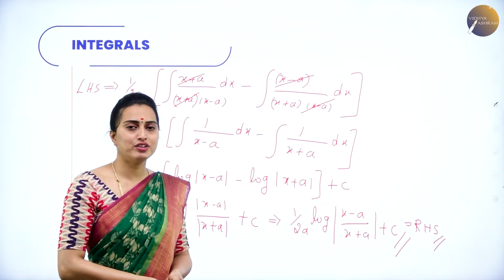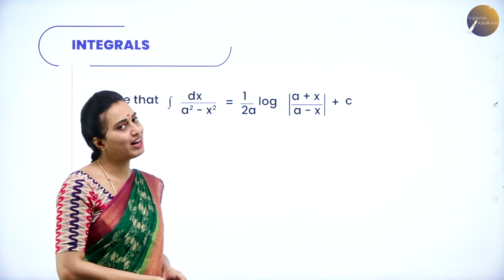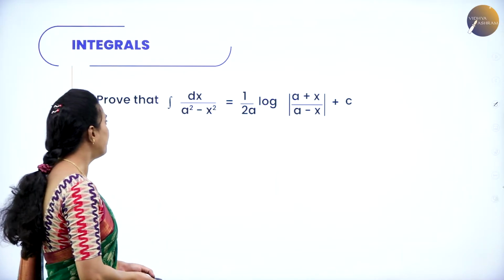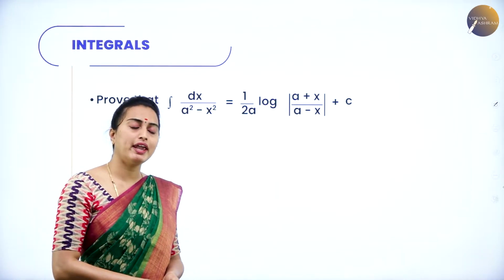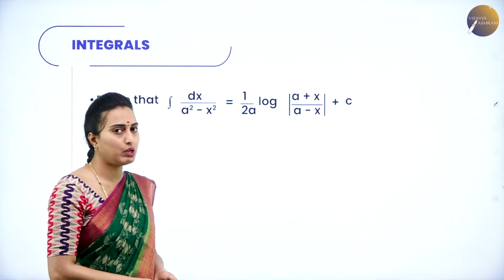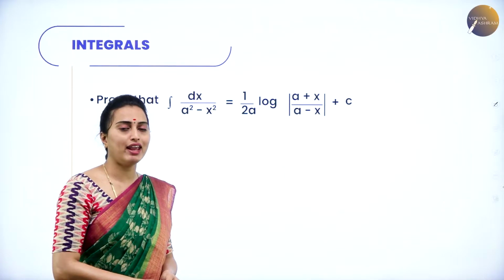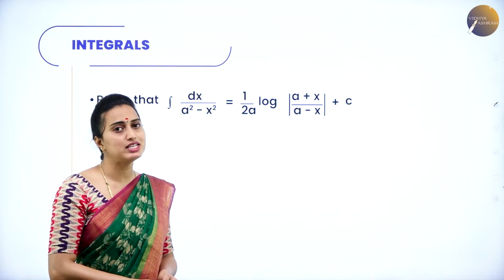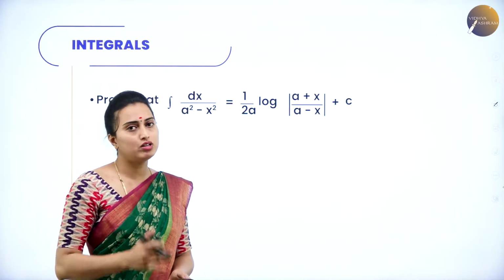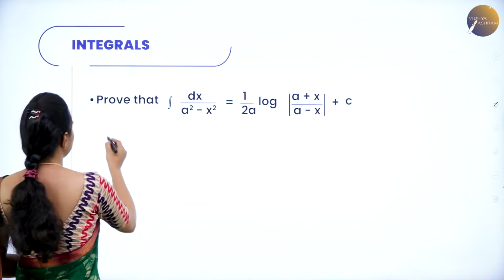Now we'll be moving on to the next problem, dears. What have they asked in the next problem? They've asked: prove that the integral of dx divided by a squared minus x squared is equal to 1 divided by 2a into log of modulus of a plus x divided by a minus x, plus c. So here also I am taking the left hand side.